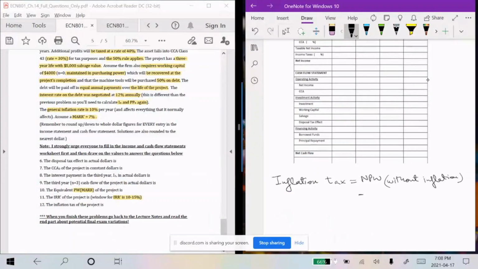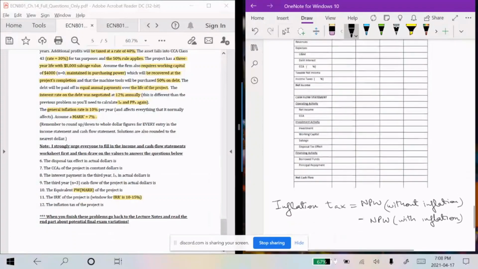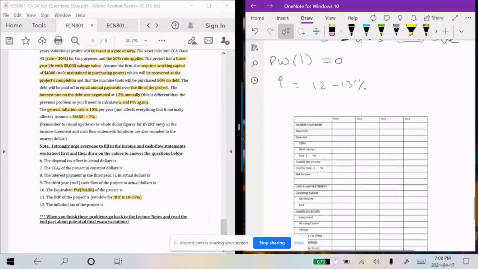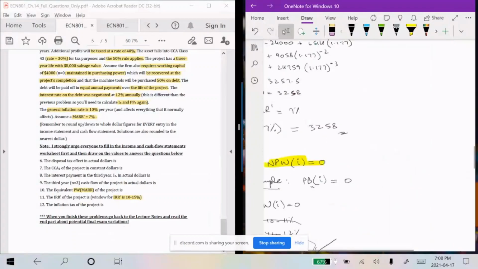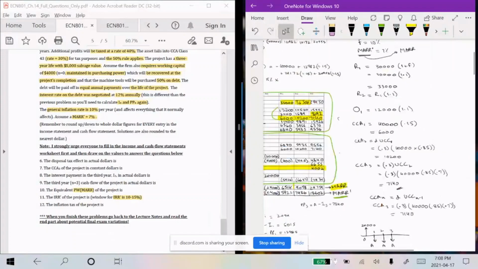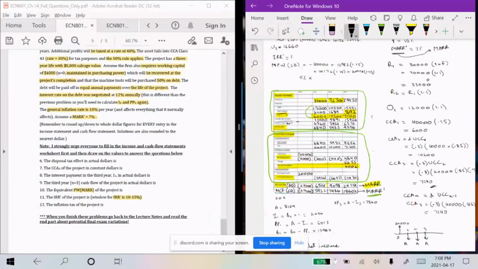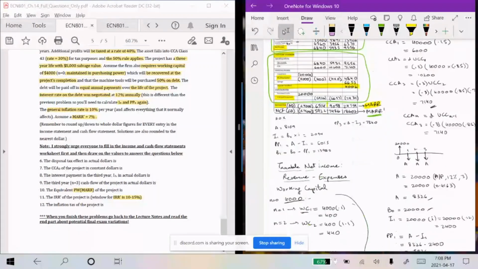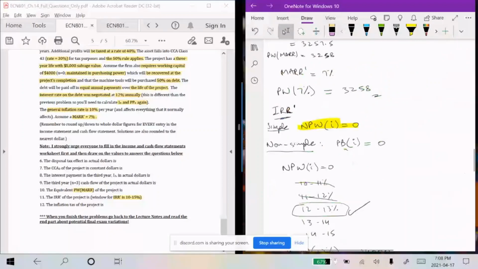To be honest, I don't think he's going to give this one, find the inflation tax, in the exam, because this is basically doing the entire table again without inflation this time. Because here we did the whole thing using actual dollar values, using inflation. See how the 30,000 revenues we took as 33,000, 36,300. All of that is going to be without inflation. I'll just try to do it as fast as possible.